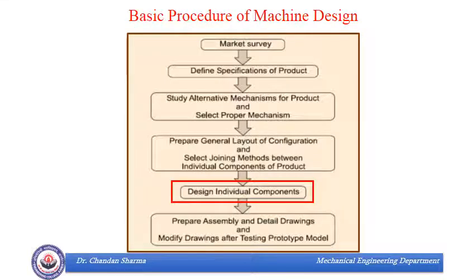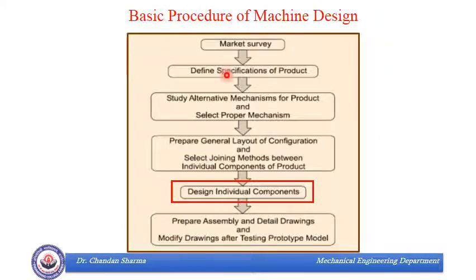This is the flow chart of the basic procedure of machine design, how the requirement is being raised and what the end product is. This is the layout. First of all, whatever component is to be designed, a market survey is undertaken. What is the need of that component? Then after the market survey, specifications of the product are defined.